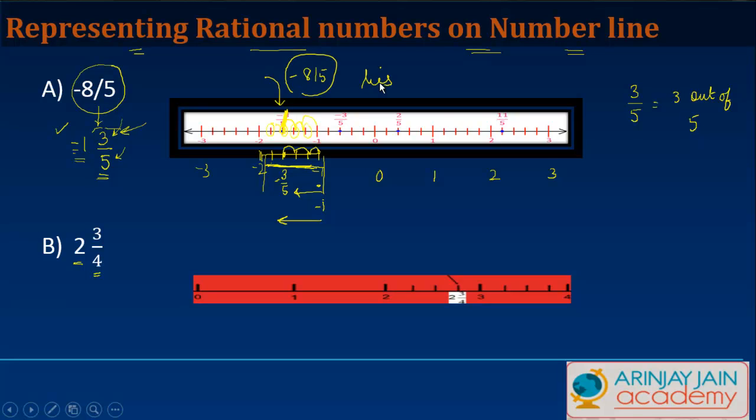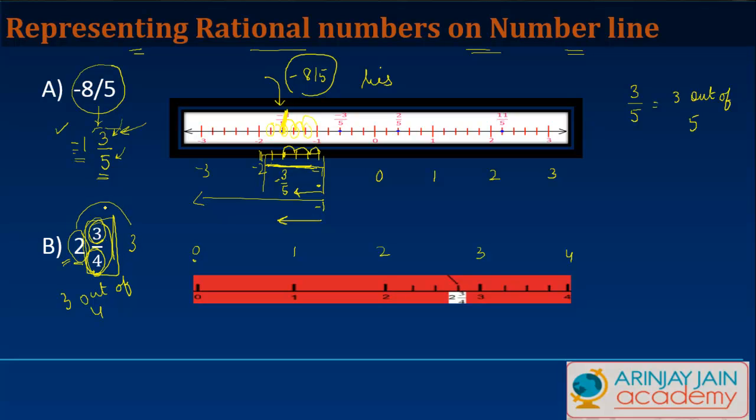Now this one was a little difficult in the sense that you don't get negative numbers daily. Let's look at the second one. The second one says 2 3/4. Now 2 is positive, so I don't need to draw the negative number line. I simply point out 0 here, 1, 2, 3, 4. Now between these numbers, I see the denominator 4 and the numerator 3, which implies 3 out of 4, right? So this number should lie between 2 and 3.